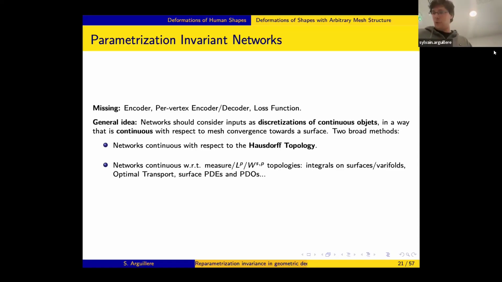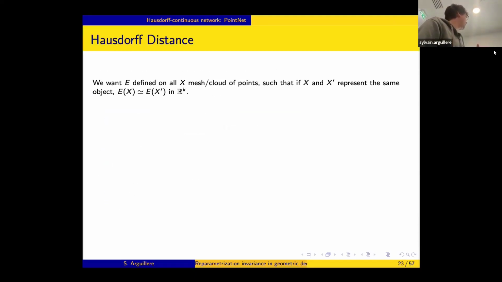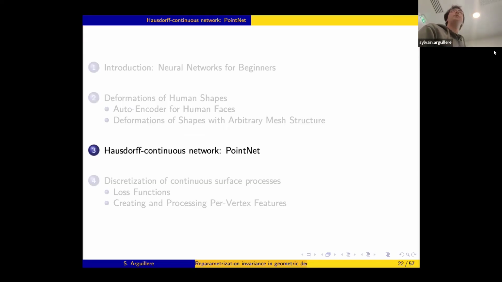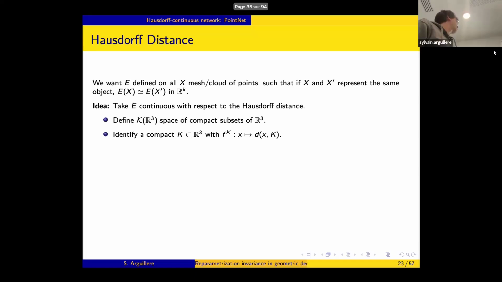So I'm not sure how much time I have, depending on how much detail I want to get in. But I start with PointNet, which is the basic and kind of most general way to do a Hausdorff-continuous network. So does everyone know about the Hausdorff distance between two compact sets? Yeah? Okay. And you probably want to recall the definition. We'll spend 10 minutes. Okay.